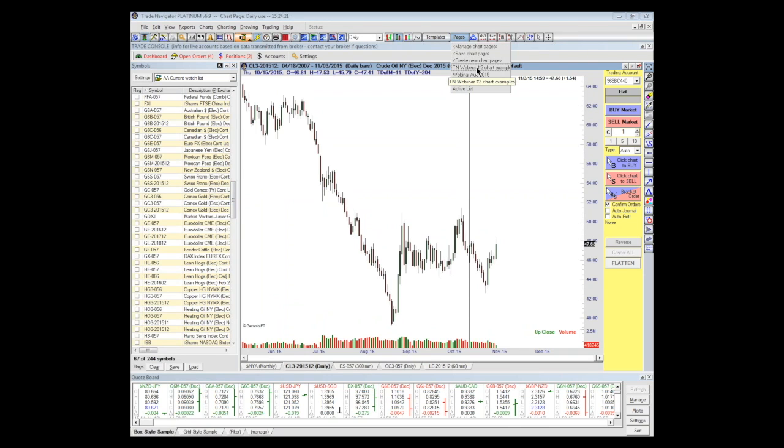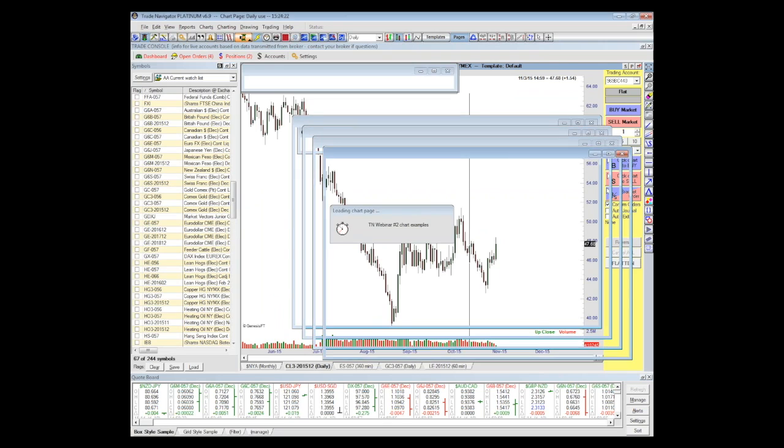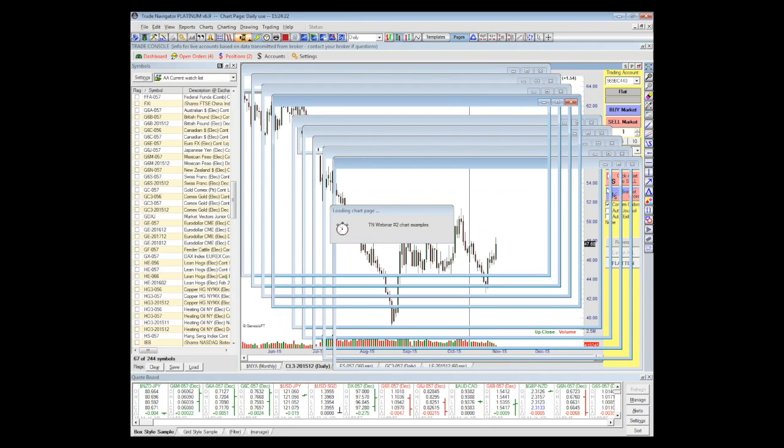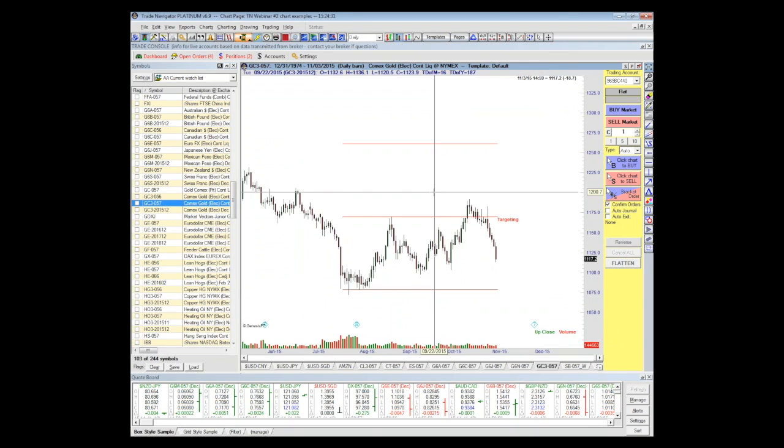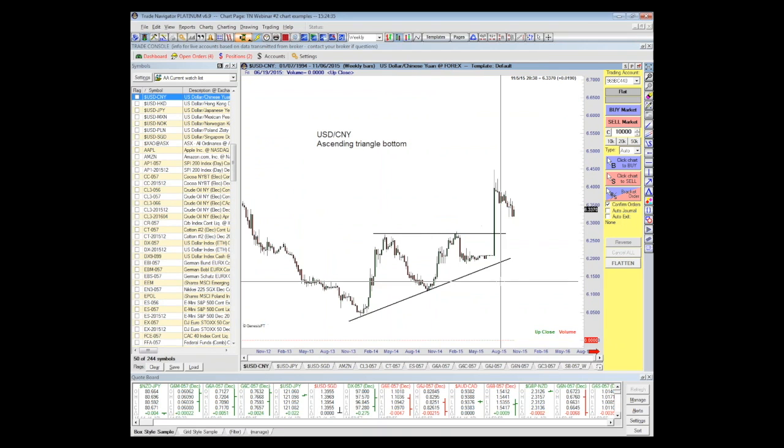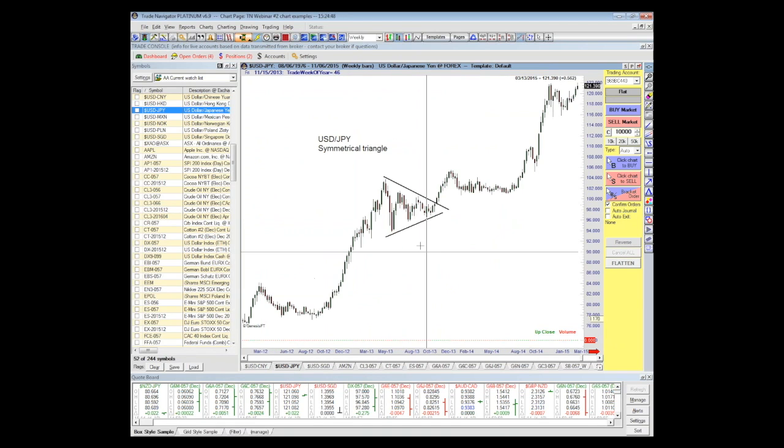Now, I just want to show you some examples of the chart patterns that I mentioned as chart patterns that Schabacker listed. This is an ascending triangle. This is the dollar Chinese yuan cross. This is a weekly chart, but you can see it's an ascending triangle. This is the dollar yen. Here's a symmetrical triangle. This one worked. A lot of times symmetrical triangles don't work, but I'm just showing you examples on the chart of these patterns.